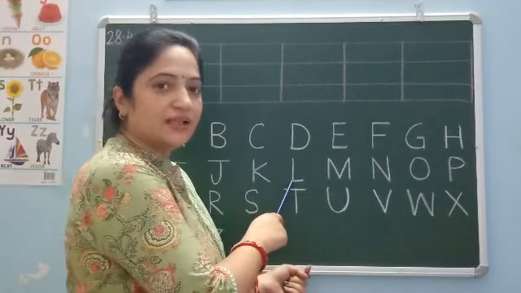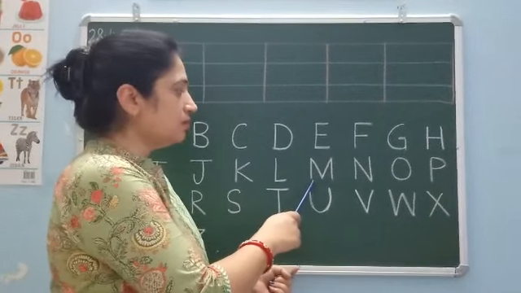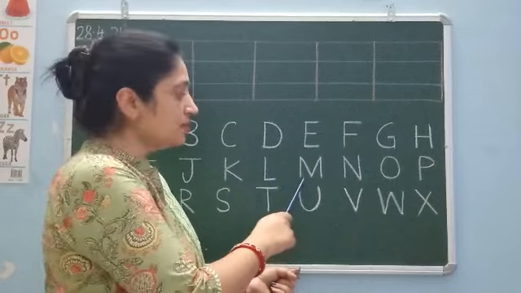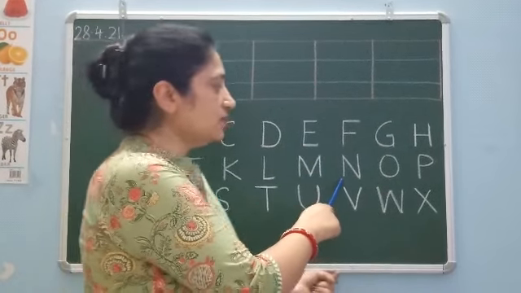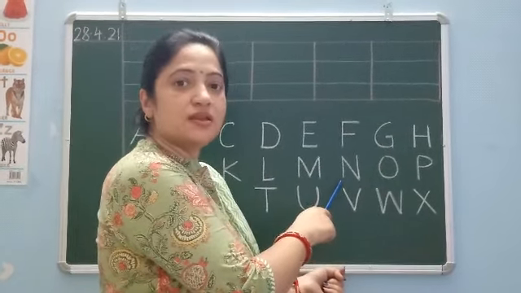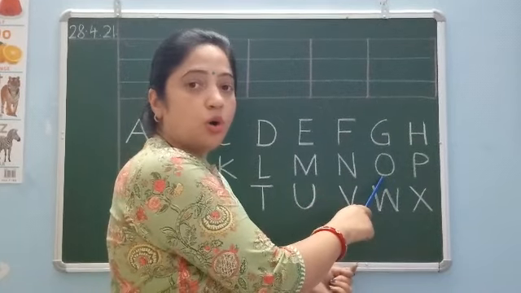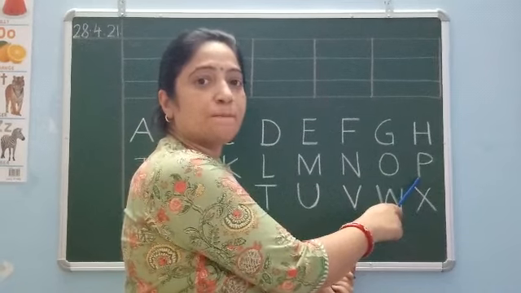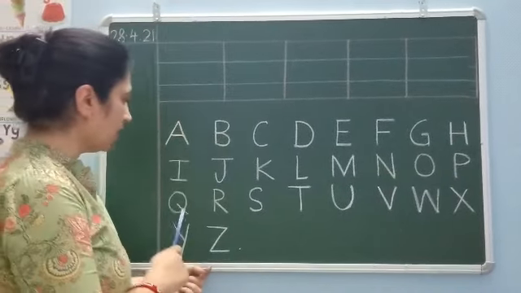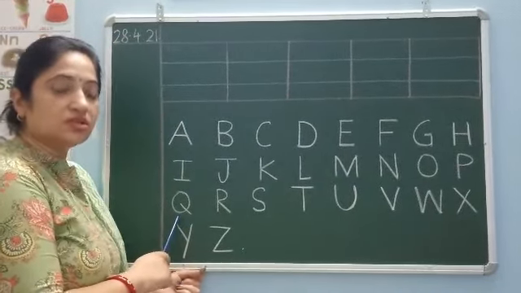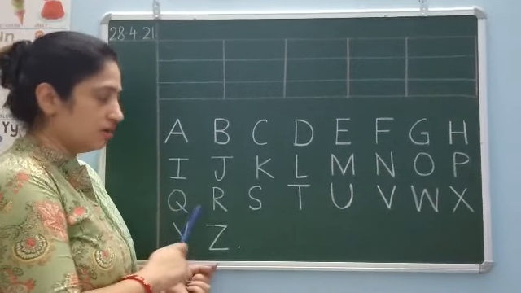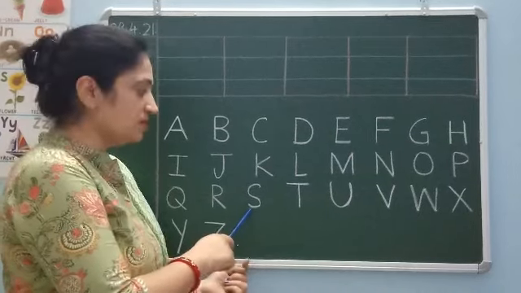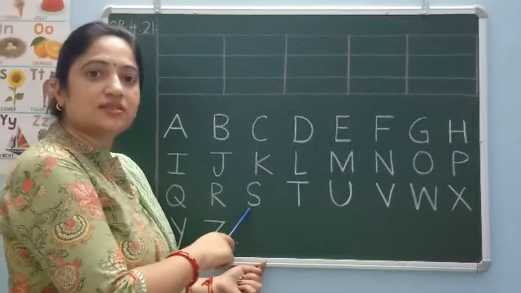This is L. L says L. This is M. The sound of M is M. Children, this is N. N says N. This is O. O says O. Now comes P. P says P. Children, this is Q. The sound of Q is Q. This is R. R says R. This is S. S says S.